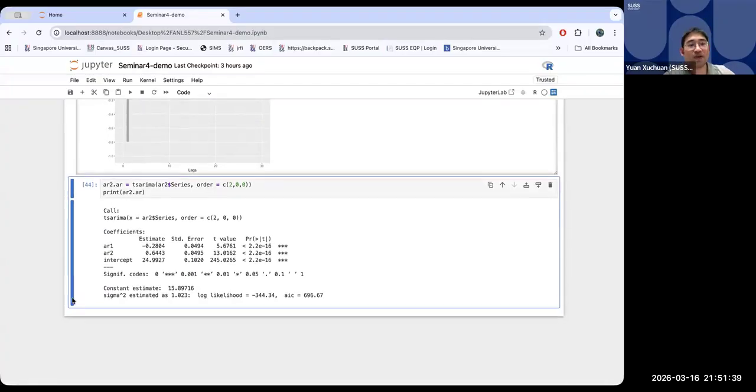Okay, so this is the AR2 process, and you can see that both terms are significant. The intercept is also significant, and pay attention to this constant estimate. This refers to the mean of the time series. All right, let me go back to the slides.